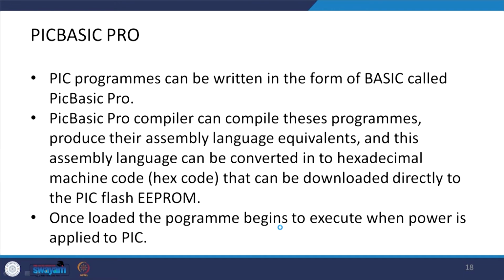Now, let us look at PIC Basic Pro. A PIC program can be written in the form of BASIC, and this is called PIC Basic Pro. The PIC Basic Pro compiler can compile these programs and produce their assembly language equivalents, and this assembly language can be converted into the hexadecimal machine code, or hex code, that can be downloaded directly to the PIC Flash EEPROM. Once loaded, the program begins to execute when power is applied to the PIC.